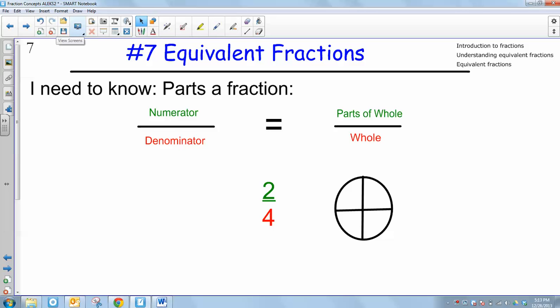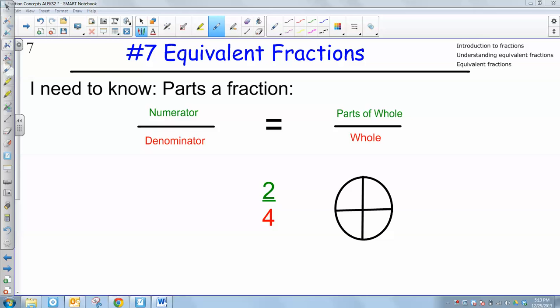So the first thing we need to know is vocabulary. When I talk about a fraction, so this is a fraction, my top number is my numerator. My bottom number is my denominator. So we're not going to be saying the top number and the bottom number. We're going to be saying numerator and denominator. My numerator represents the part of a whole, and my denominator represents the whole.